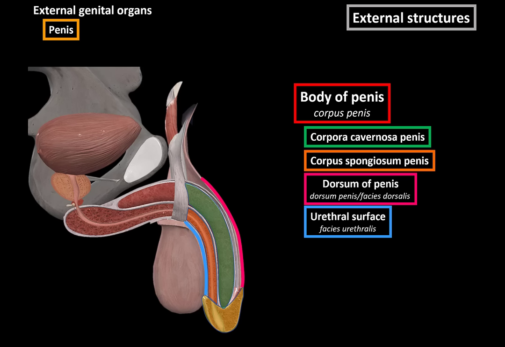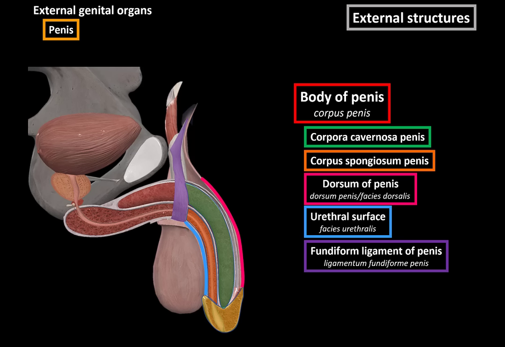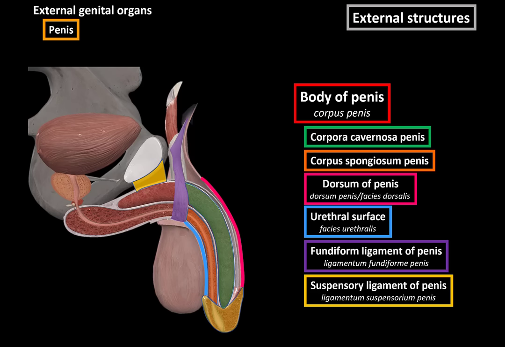Then we can see the fundiform ligament of the penis, which originates from the linea alba of the anterior abdominal wall, and makes a loop around the penis, attaching the penis to the pubic symphysis. And we can also see the suspensory ligament of the penis, which attaches the dorsum of the penis to the anterior surface of the pubic symphysis.